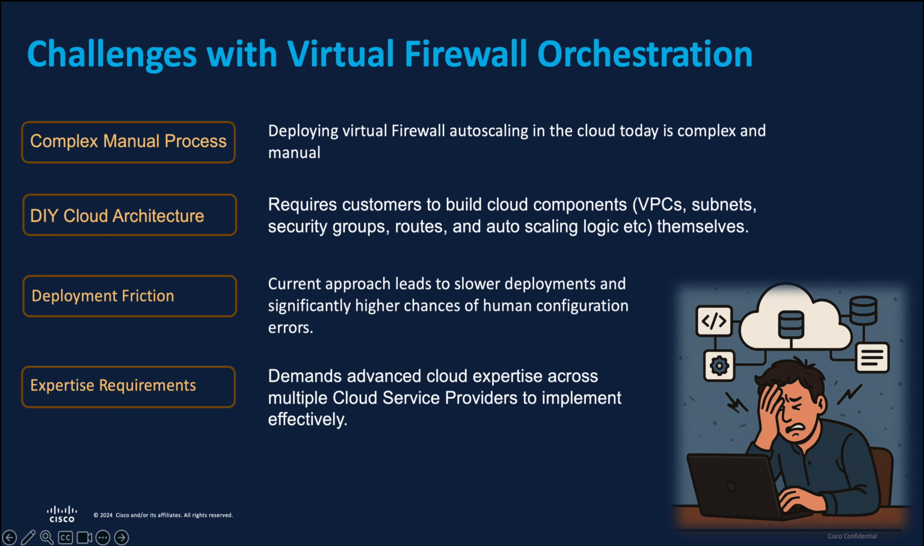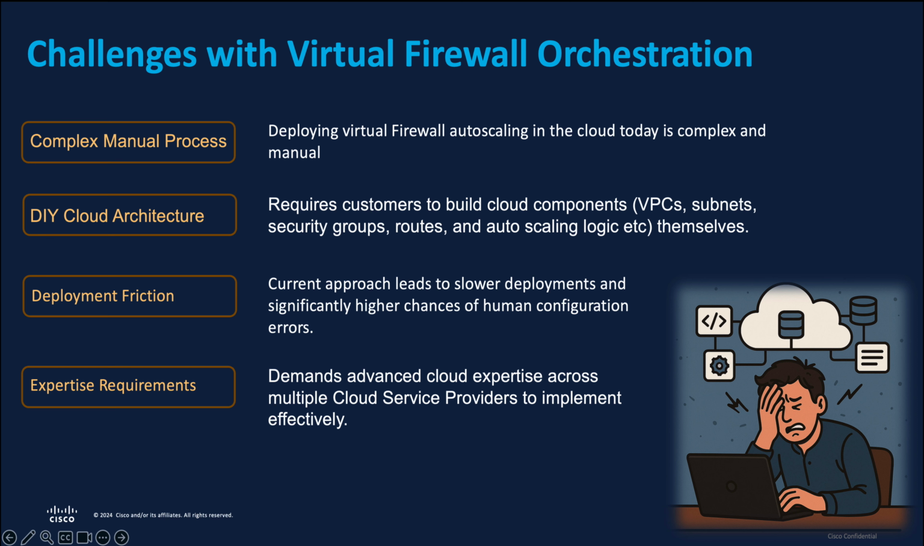And the result of it is deployment friction. What should take hours sometimes drags on for weeks due to minor misconfigurations. And when it's all done manually, errors are inevitable. And as you all know, a single misconfigured route table or security group can break our entire security posture.